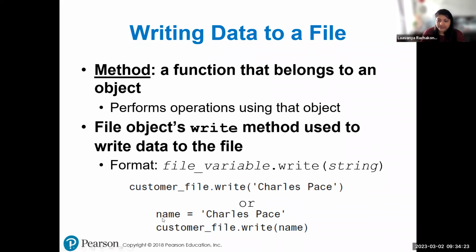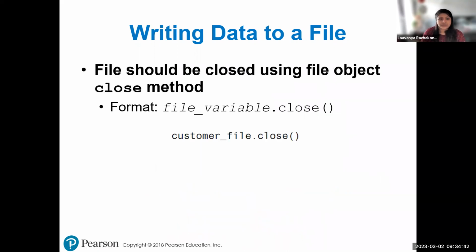You can always write it as name is equal to, and then customer file dot write name, that is file object dot write name. And once you are done writing the data and have completed the process, you must close the file. Same thing for closing the file, you'll be using the file object dot close. So close is the method that you'll be using: file object dot close.